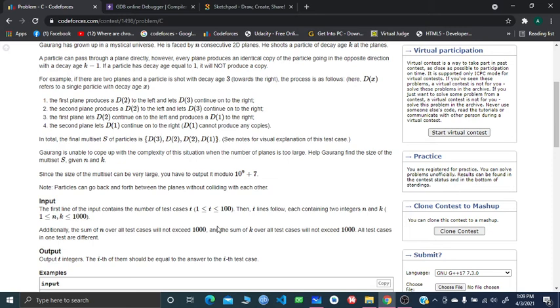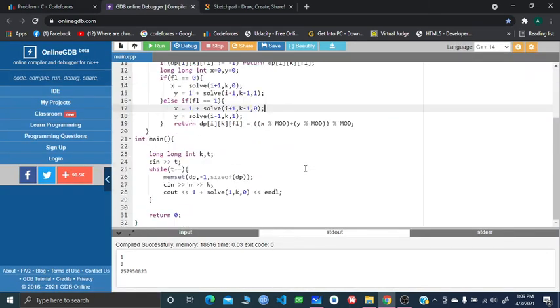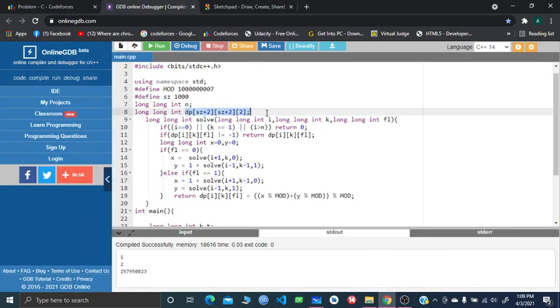So I could consider it. If there is only one test case, there might be up to n equal to 1000. So with one test case, n could be up to 1000, and 1000 times that is going to be within 1 second. So I'm pretty sure DP is going to work. The total complexity was, of course, n times k times 2.